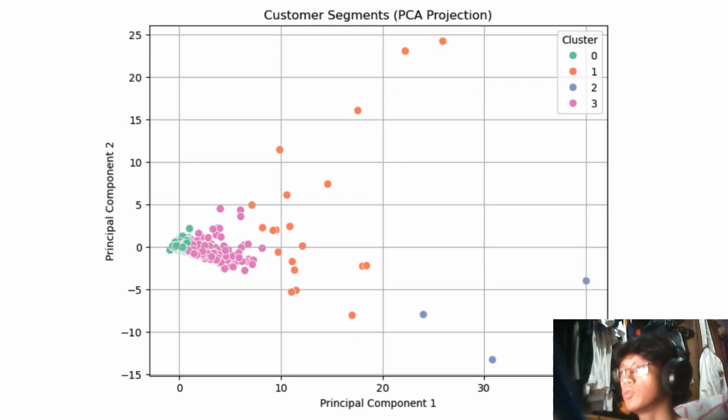Now this is the visualization of the plot in 2 dimensions using PCA. Each dot represents a customer, and the colors represent different clusters based on their behavior, like how often and how much they spend. By reducing the data to two key components, we can clearly see how customers group together, helping businesses better understand and target different types of buyers.